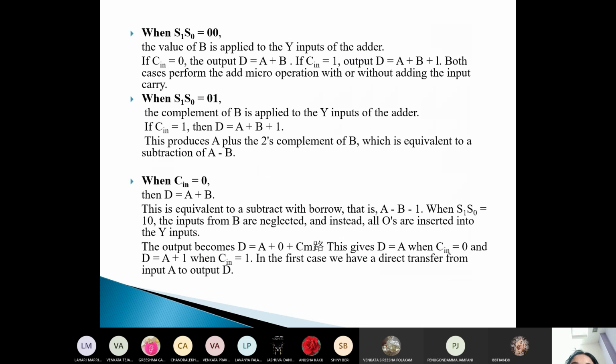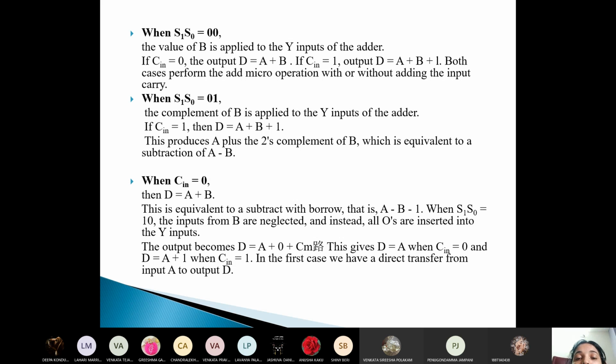And next, these are the conditions when S1 S0 is equal to 0 0. The value of B is applied to the Y inputs of the adder. If C in is equal to 0, the output D is equal to A plus B. If C in is equal to 1, the output D is equal to A plus B plus 1. Both cases perform the add micro operation with or without adding the input carry. So this is the condition of the first one.